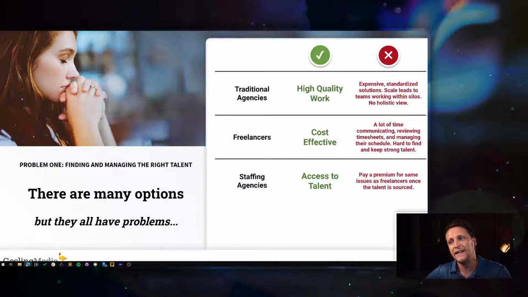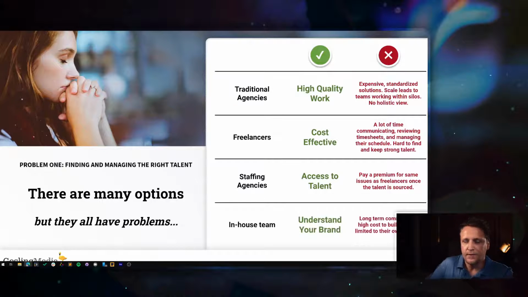The problem with staffing agencies, from when I've used them in the past, is they're great at sourcing the talent, but once that person is assigned to you and starts working with you, you're back in that freelancer bucket where you're working directly with the person. But you're paying a 20+% premium because they source the talent for you. So it's good in a pinch, but it's not a great long-term solution.